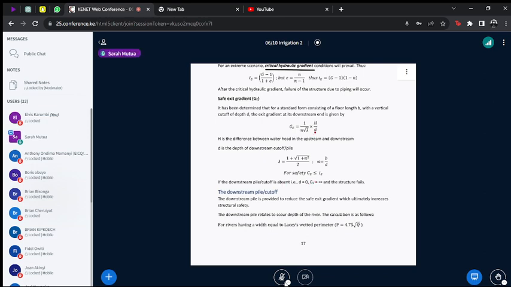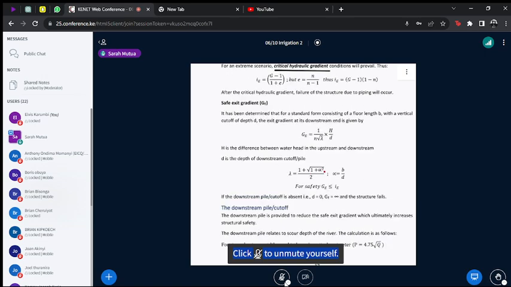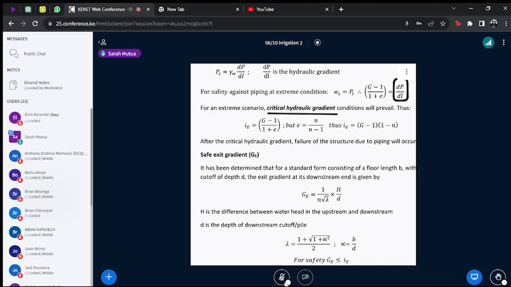If you set D to be equal to 0, what will be the value of GE? Elvis Karumbi. If we put D to be equal to 0, what will be the value of the safe exit gradient? Okay, that is Elvis. John Akinyi, if we set D to be equal to 0, what will be the value of GE?